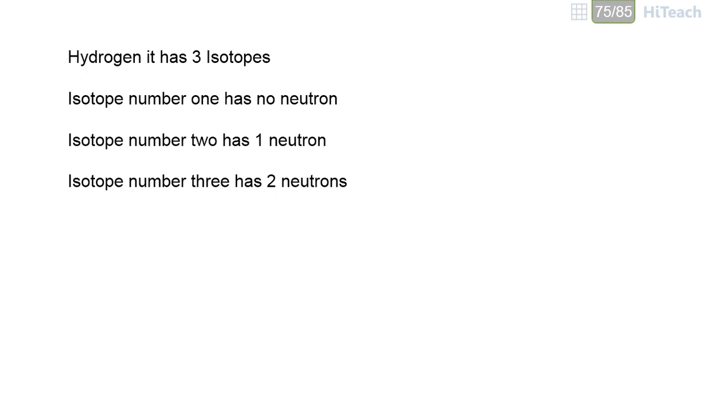Okay, depending on this, we understand the meaning of isotope, and we want to learn a new term now. This new term is called the mass number.